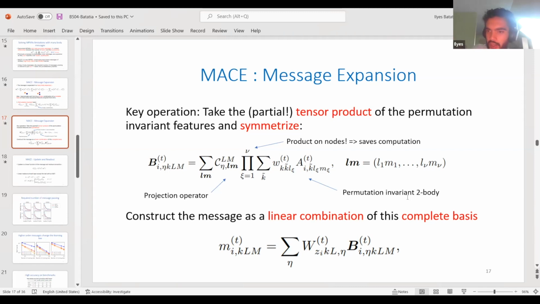Exactly, because mathematically it's just swapping the product with the sum, and doing the sum first and then the product is more efficient. The reason is that you have many more edges than nodes in a graph. Usually in a typical chemistry graph, you have 10 or 50 times more edges than nodes. So you reduce the cost by a factor of that.